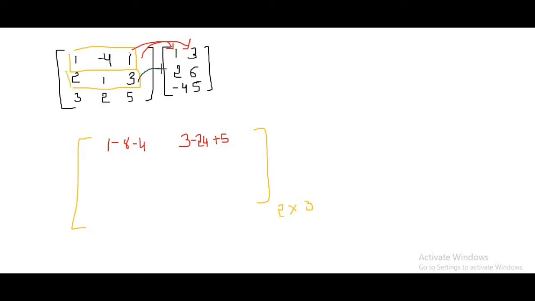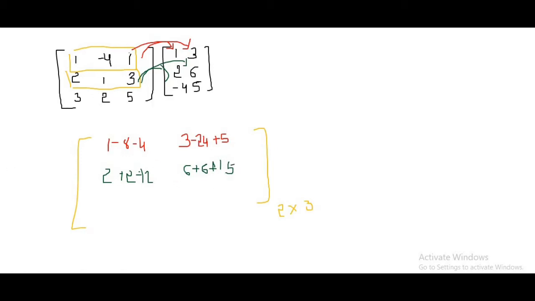So let's take the second row. Second row times the first column of the second matrix. 2 times 1 is 2, 1 times 2 is 2, 3 times negative 4 is negative 12. Oh, that's 2. Don't get confused. Sorry for this writing. I don't have any pencil. I'm just writing with my finger on the laptop touchpad. So yeah, that's the way I write. You can understand, I think. So we multiply the row with the second column of the second matrix. 2 times 3 is 6, 1 times 6 is 6, and 3 times 5 is 15.